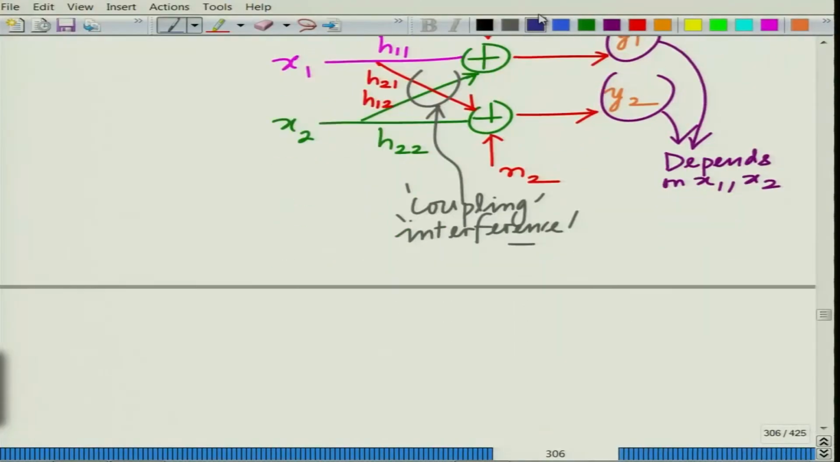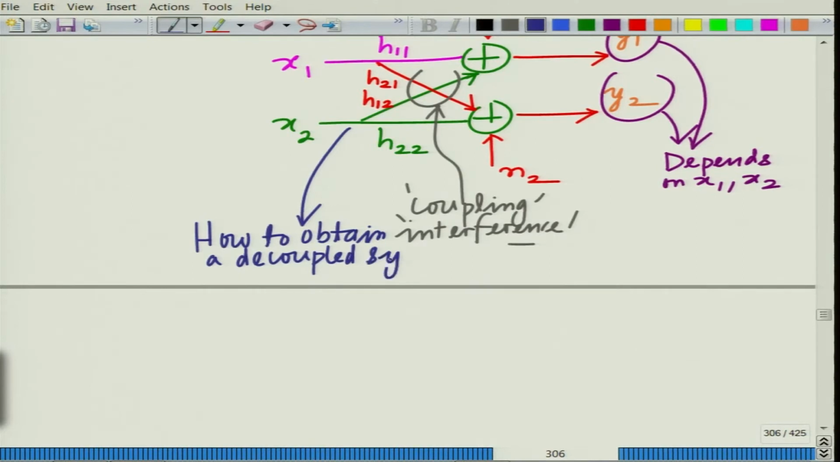Okay. Now, how to go from this coupled system to a decoupled system? The question that we want to ask here is how to obtain a decoupled system, and that is where we use the SVD.